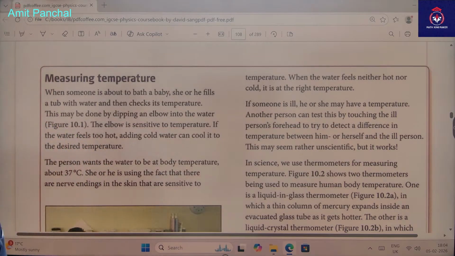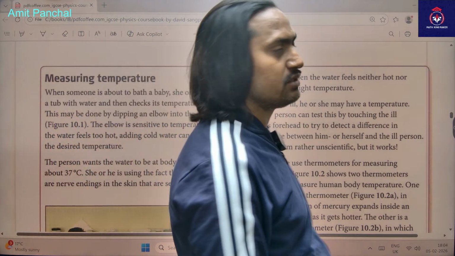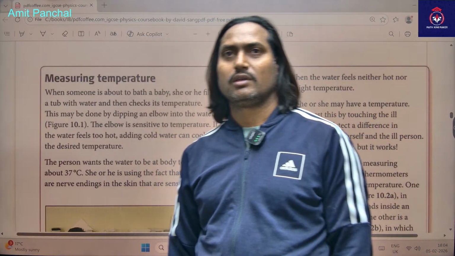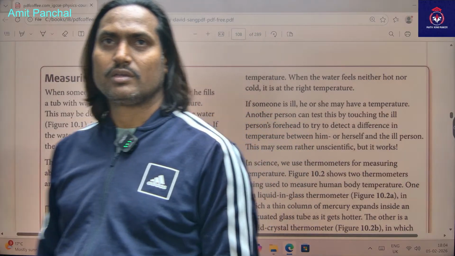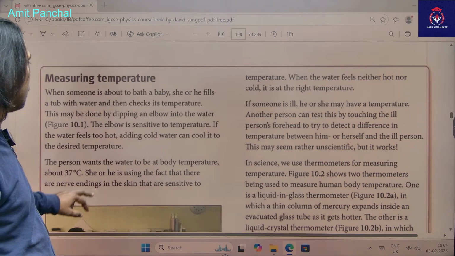So that is why we say don't take too much ice cream, because it reduces the body temperature. It affects the body temperature. It cools down our body very fast.